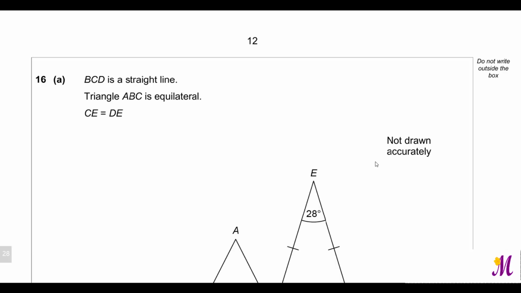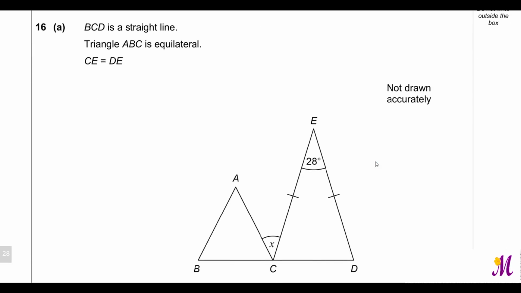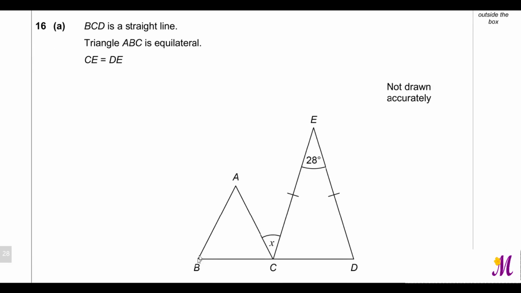Let's continue with question 16. It's 16a. BCD is a straight line. So we have here BCD, this line. And then triangle ABC is equilateral. So that means angle A will be 60 degrees and B is 60 degrees and C is 60 degrees. That's from this information.